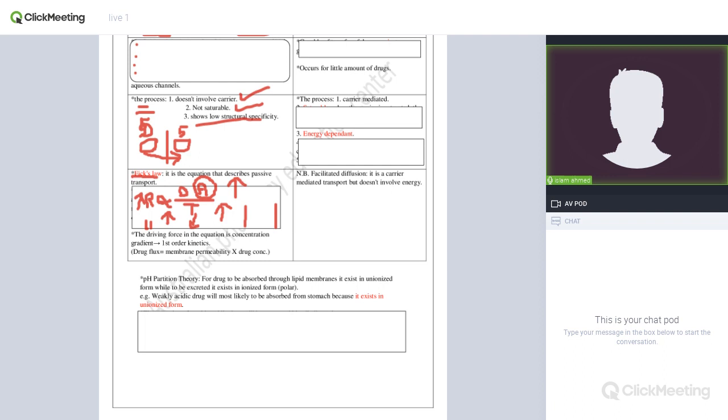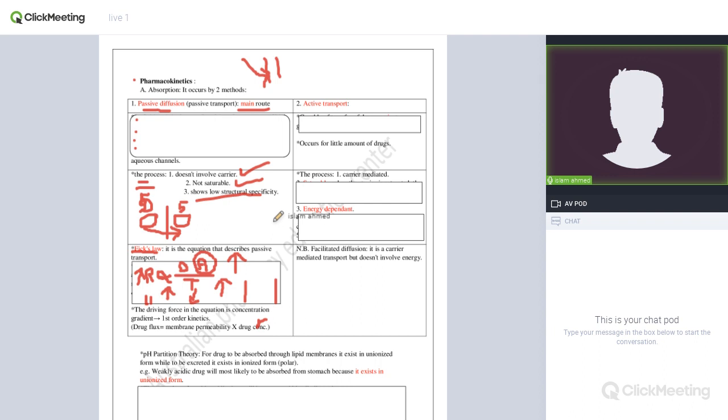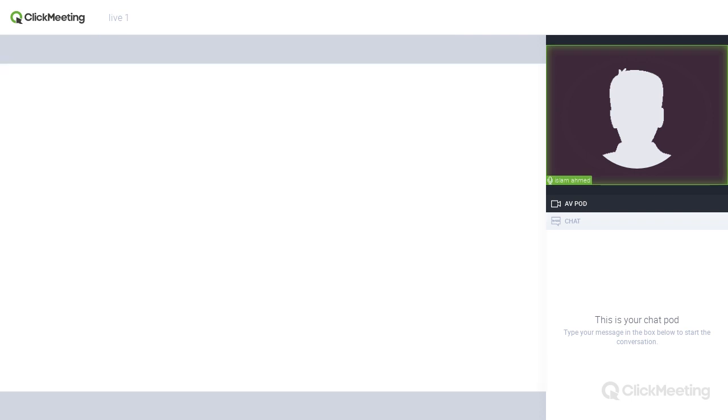After that, the driving force in the equation is the concentration gradient. This is the main thing that we have mentioned before, that the main force here is the concentration gradient. Okay, so that one is now finished. Let's go for the minor route, which is the active transport. Let me show you something here. This is the membrane.